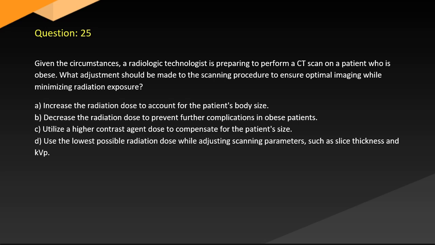Question 25. Given the circumstances, a radiologic technologist is preparing to perform a scan on a patient who is obese. What adjustments should be made to the scanning procedure to ensure optimal imaging while minimizing radiation exposure? A. Increase the radiation dose to account for the patient's body size. B. Decrease the radiation dose to prevent further complications in obese patients. C. Utilize a higher contrast agent dose to compensate for the patient's size. D. Use the lowest possible radiation dose while adjusting scanning parameters such as slice thickness and KVP.